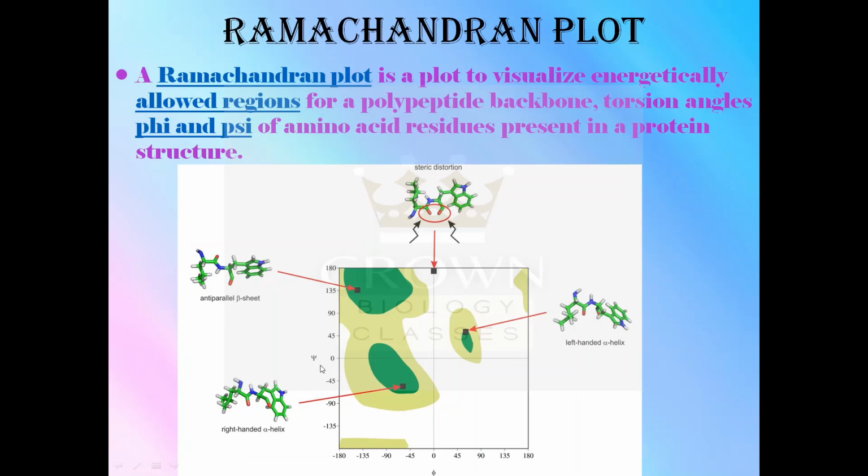As you can see, the values of psi are given on the y-axis from minus 180 degrees to plus 180 degrees, and the values of phi are given on the x-axis from minus 180 degrees to plus 180 degrees. So a Ramachandran plot is a plot to visualize energetically allowed regions for the polypeptide backbone torsion angles phi and psi of amino acid residues present in a protein structure.